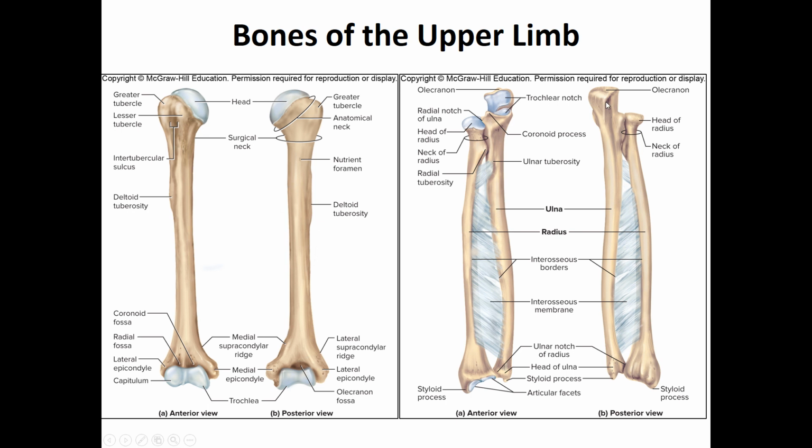The olecranon that you feel here is going to be the sharp part of your elbow that you feel when you bend your elbow. In addition to that, the trochlear notch that you see is going to articulate with the olecranon fossa and the trochlea of the humerus to form the hinge joint of the elbow.